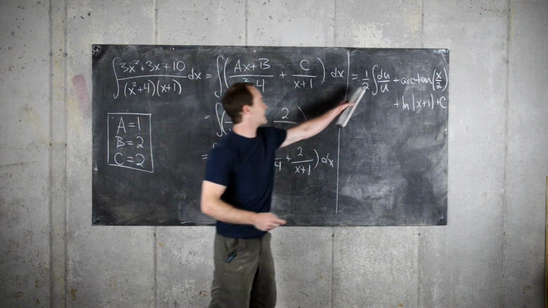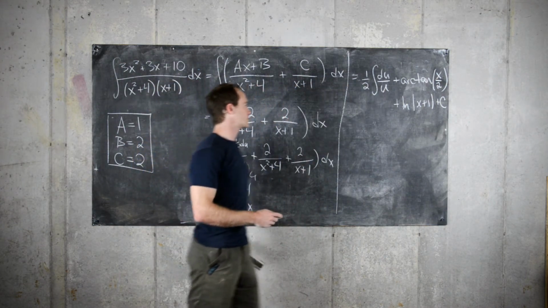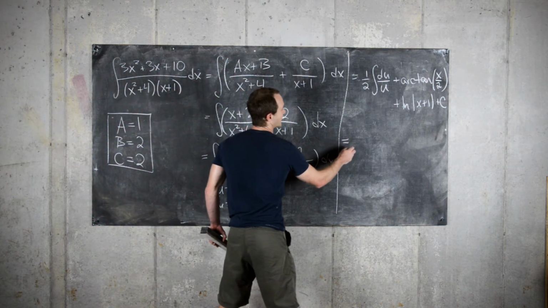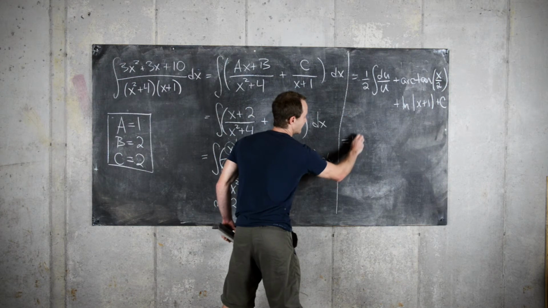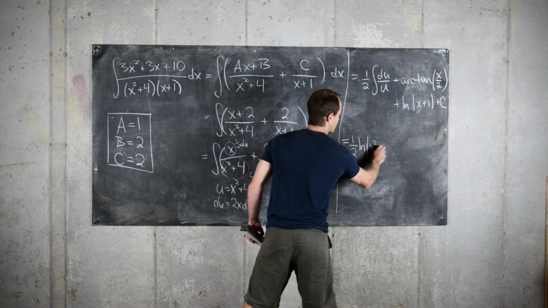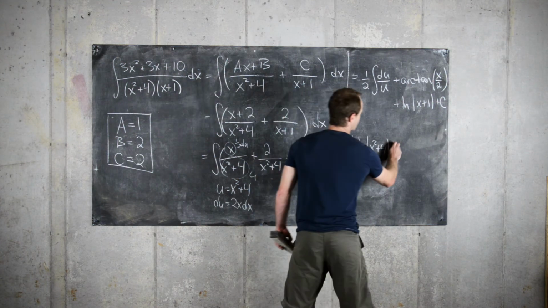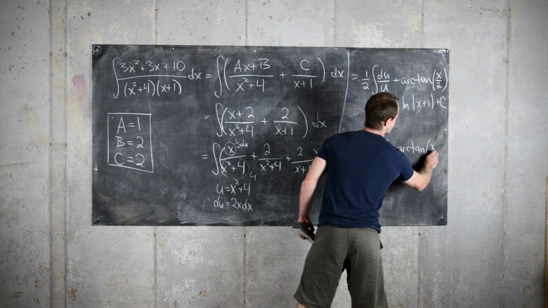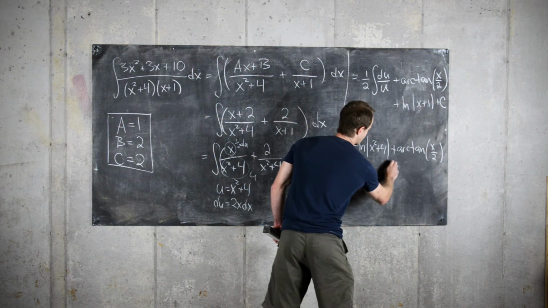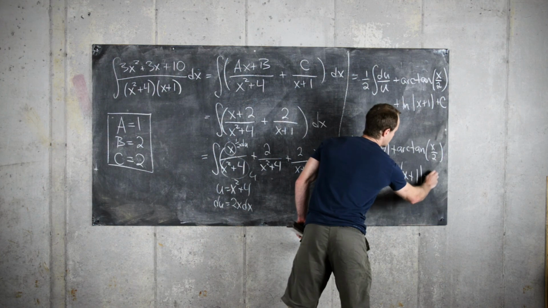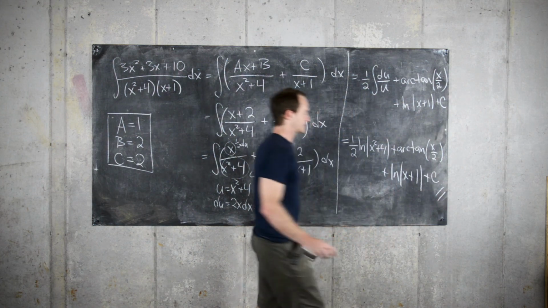So we can take the antiderivative of this, which will be the natural log of u, substitute u back in, and get our final answer. So this will be 1/2 the natural log of x squared plus 4 plus arctan of x over 2 plus the natural log of the absolute value of x plus 1 plus a constant. And that's our final answer.